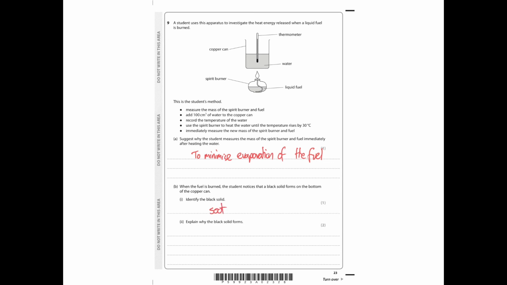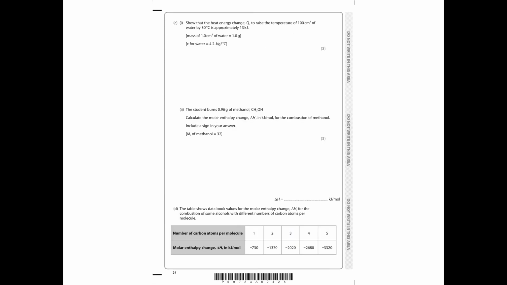When the fuel is burned, a black solid forms. What is the black solid? It's of course carbon or soot. And why will the black solid form? Because there is an insufficient supply of oxygen. This means incomplete combustion occurs. You need both of these points to get both marks in this question.